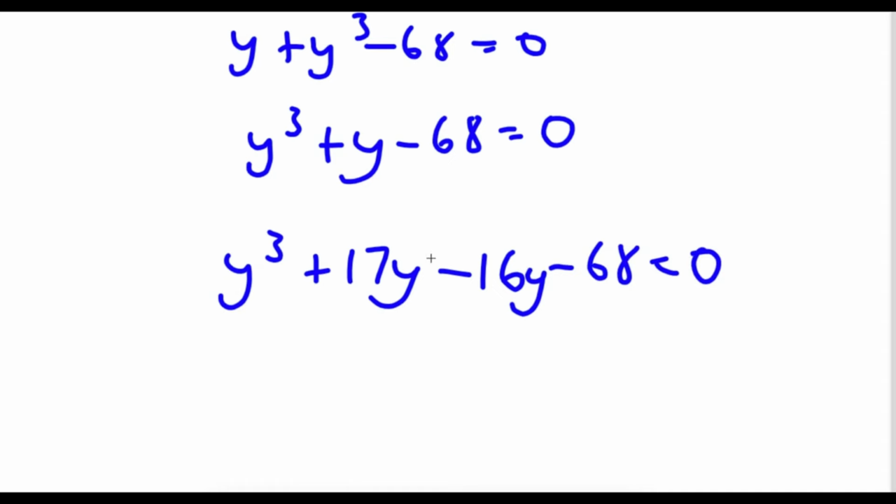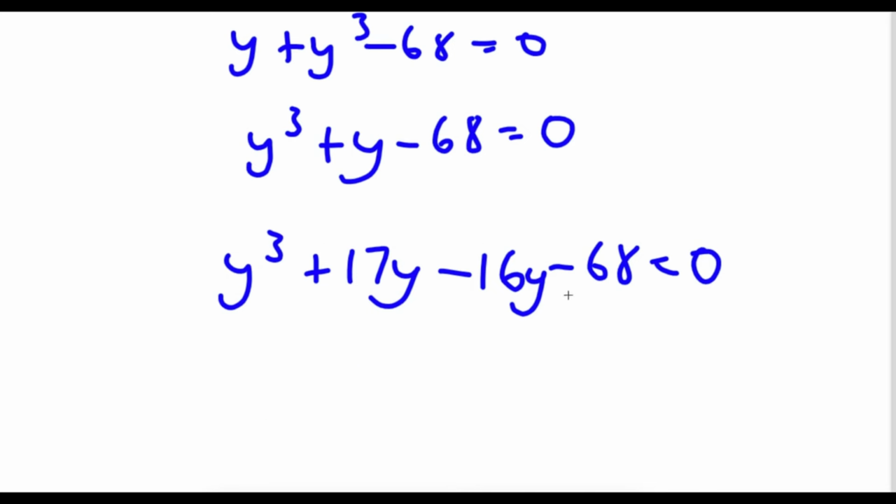Now I'm going to factor by grouping. So first, from y to the power of 3 minus 17y, I'm going to factor out y because that is the greatest common factor. So now I have y times y squared plus 17. Sorry, I made a mistake.